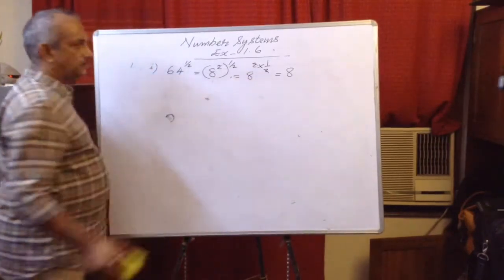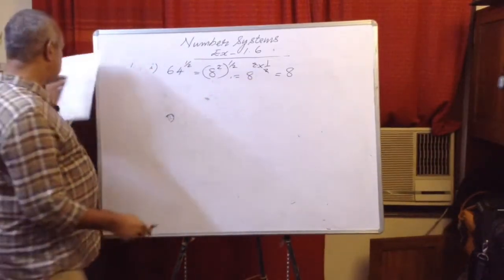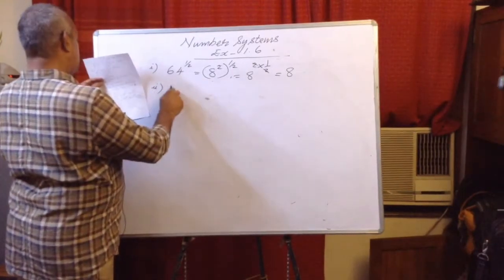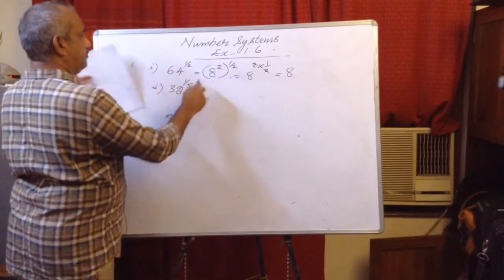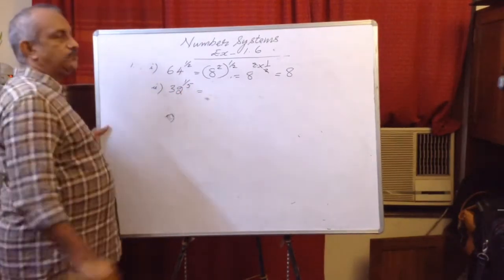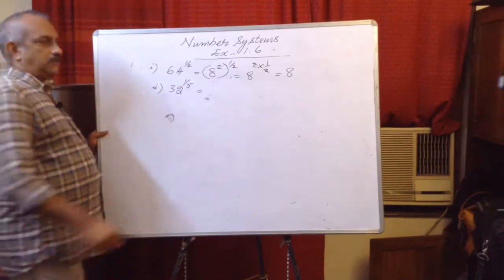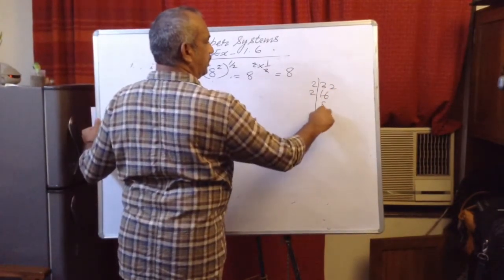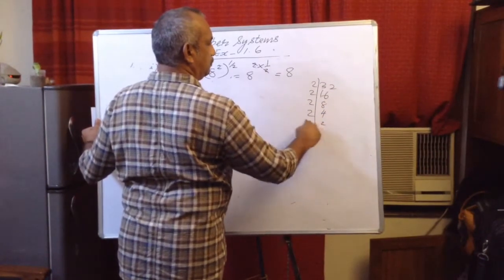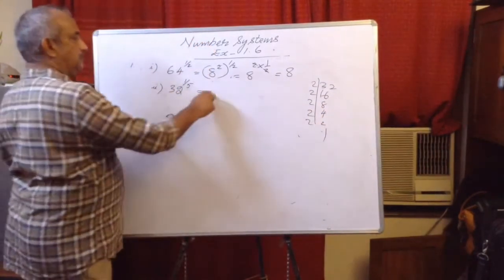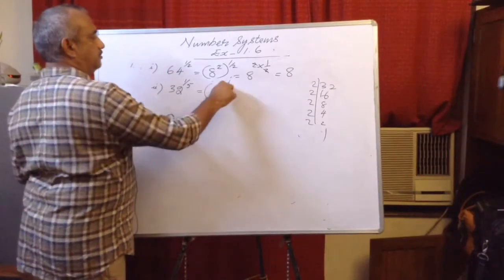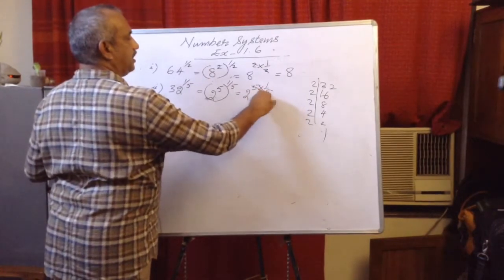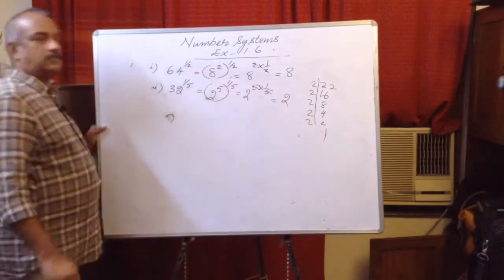Now see, second part. These are all simple only. 32 raised to 1 upon 5 is equal to, so 32 is fifth power of which number? See, 32, 2, 16, 2, 8, 2, 4, 2, 2, 2, 1. So 5 times 2. So 2 raised to 5, the whole raised to 1 upon 5. 2 raised to 5 into 1 upon 5 gets cancelled, 2. We get the answer 2 only.